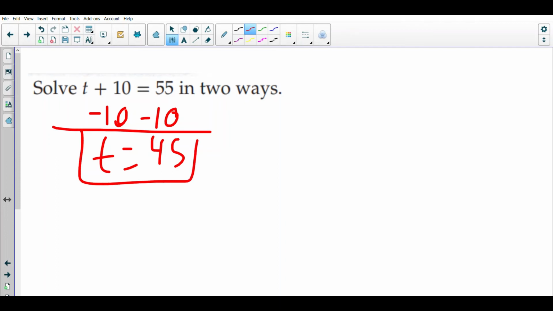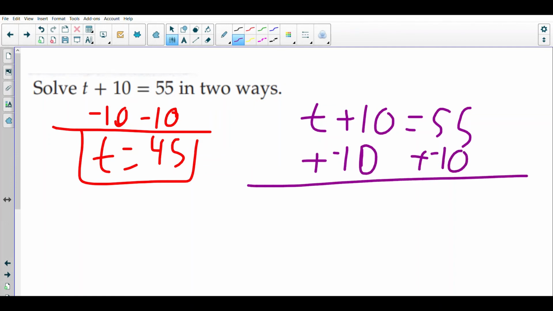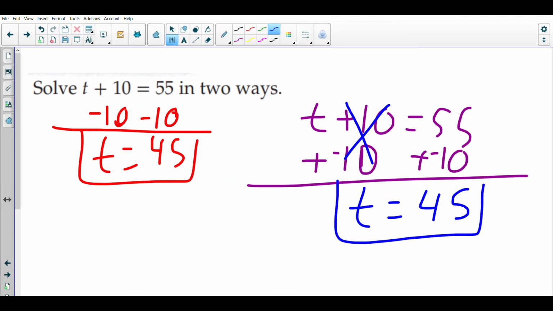The other way that they're talking about is we can actually add the opposite. So add a negative 10 to both sides. It's the same way, but we're adding the opposite, which we've learned in the past. So the plus 10 plus a negative 10 cancel out, so I'm left with t. And then 55 plus negative 10 is still 45. So either one is acceptable.